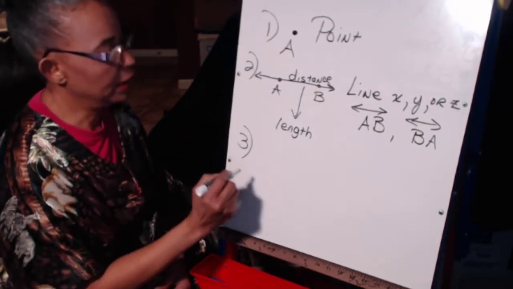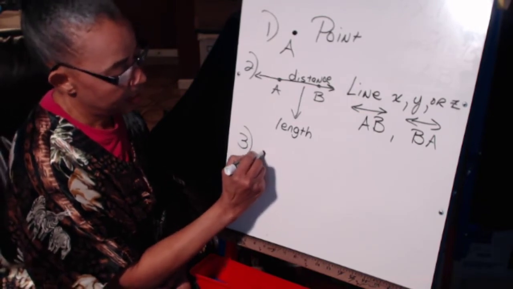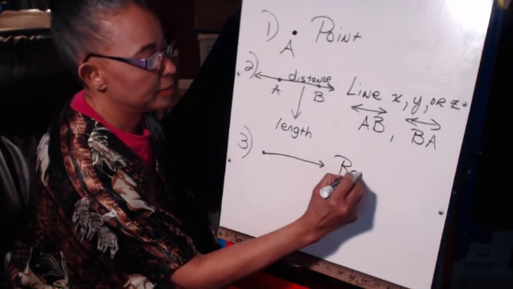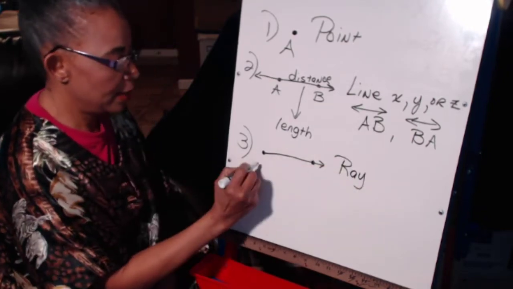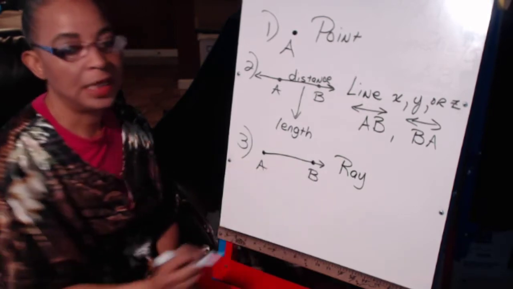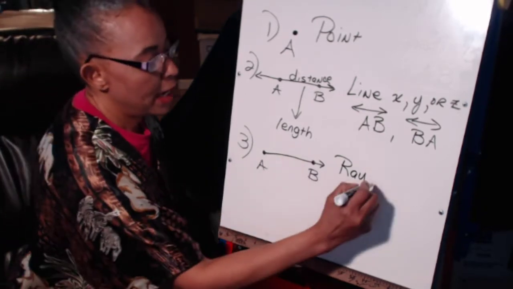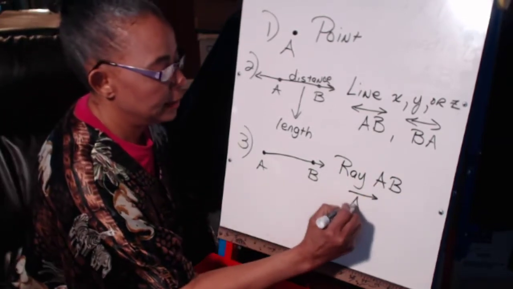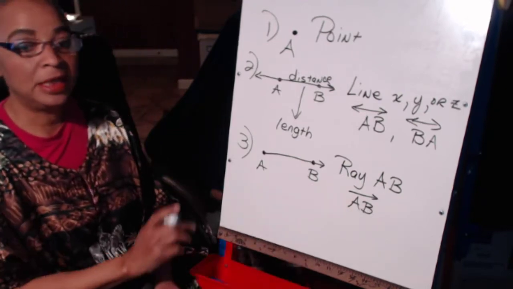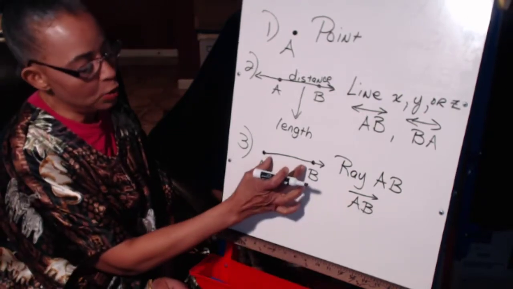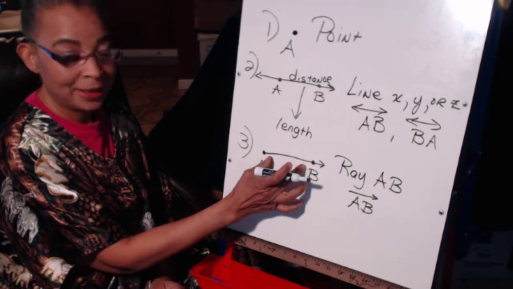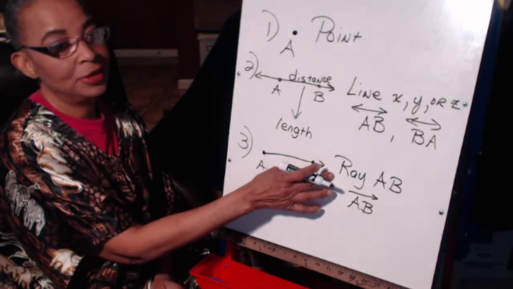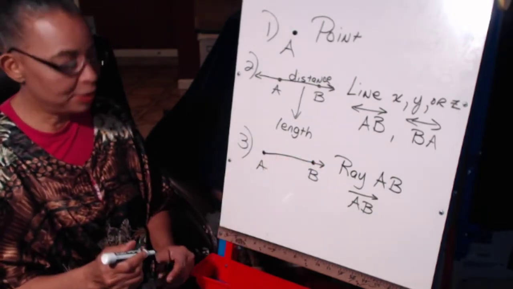Our third one is a ray. This is a ray. And we still have 2 points, AB. We can say ray AB, or we can use the ray symbol and also AB. There's no BA, but we only, again, are looking for the length between point A and point B. We cannot consider infinity because we cannot count infinity.